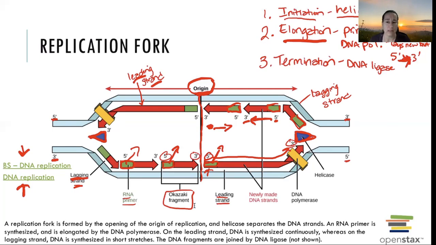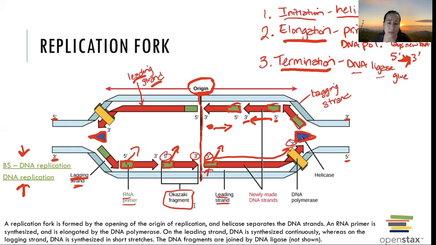Once we've laid down the DNA as much as we can, we've gotten to the end, DNA pol can't lay down any more DNA there, we are going to end it. We are going to terminate this process. Termination is going to involve another enzyme called DNA ligase. And DNA ligase acts as basically the glue. It's going to remove the RNA primers, and it's going to lay down DNA to make a seamless transition between the fragments and make it all one beautiful piece of brand new DNA.